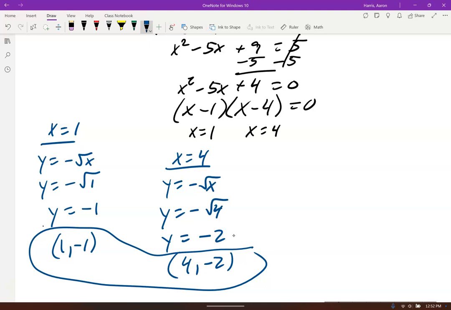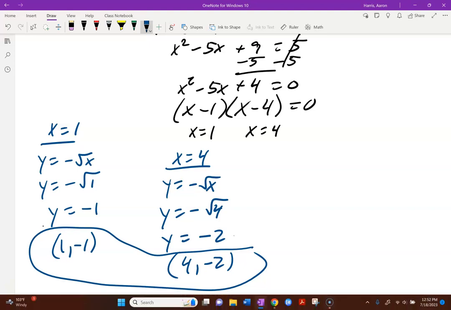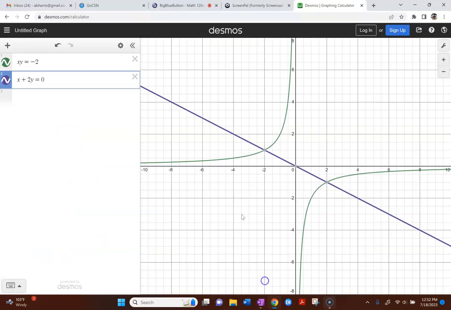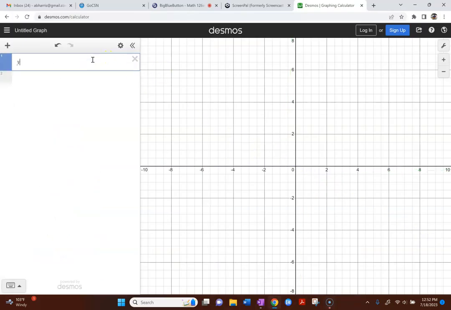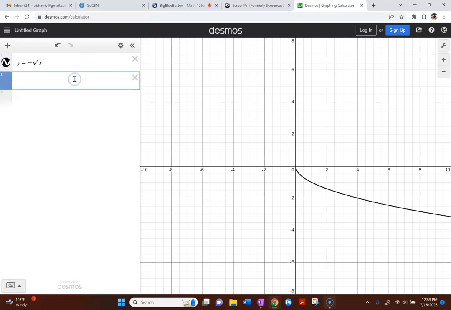I'd like to look at this one visually. It's kind of a nice one. y is negative root x. Let me clear this and this. Here's the square root function flipped around the x-axis. Reflected about the x-axis.